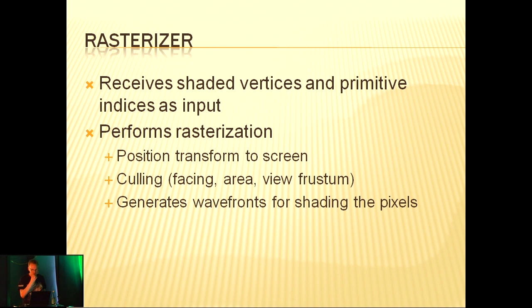Then we have the rasterizer, which maps directly to the rasterizer in the DirectX pipeline. Basically, it receives the shaded vertices and primitive indices as its input, information about each triangle. It performs rasterization, basically does position transform to screen, does front face, back face culling, area culling, view frustum culling, and it generates the wavefronts for the pixel shaders. So this physically controls how the pixel shaders are executed. It sets up the wavefronts for execution, or the SIMD units for execution.